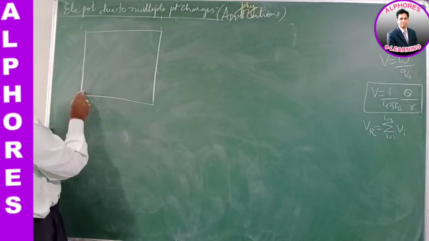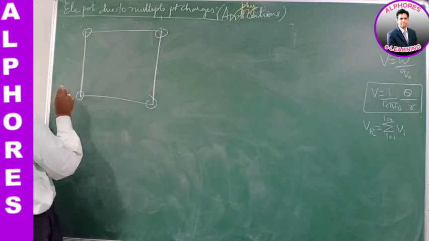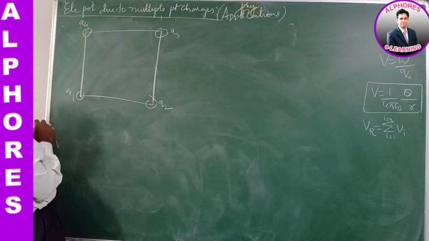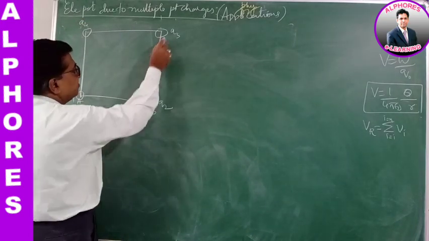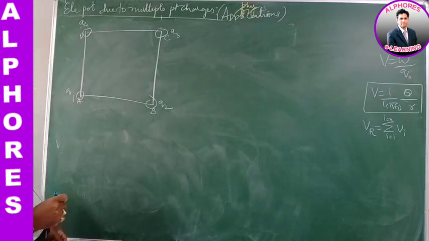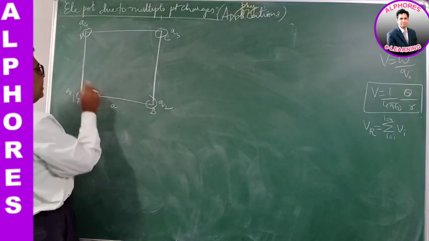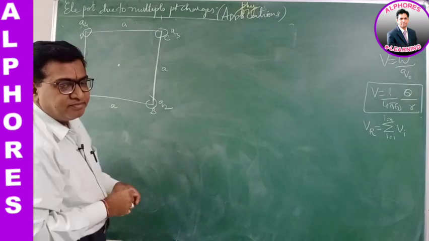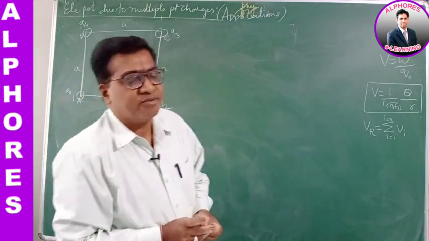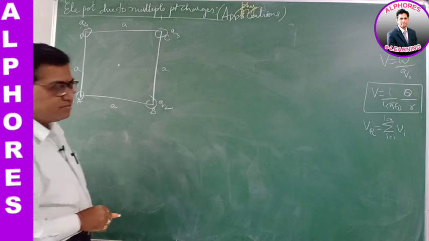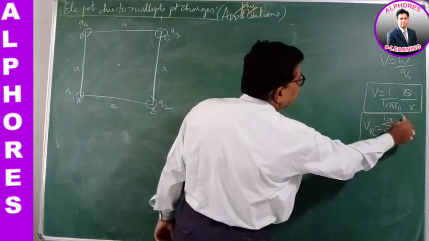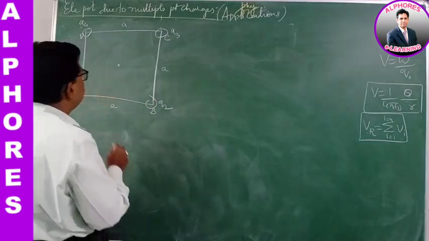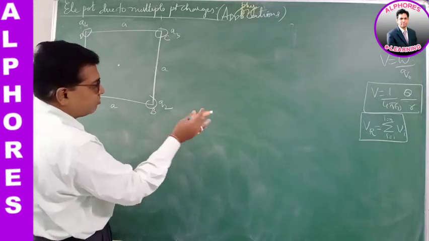Let the four charges be Q1, Q2, Q3 and Q4 at the four points A, B, C, D. This is a square of side A, and you are asked to find the potential at the center. What is the electric potential at the center of the square due to all these four charges? We know the resultant potential at any point is the algebraic sum of all the individual potentials. First, you have to find the individual potentials, then add them up.